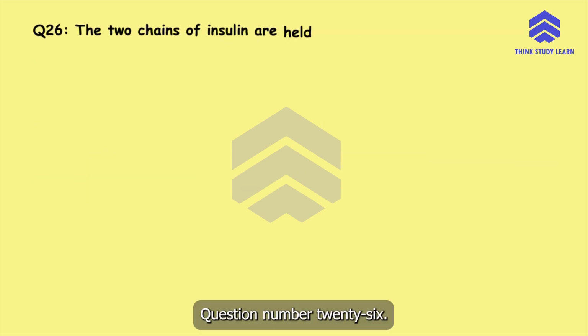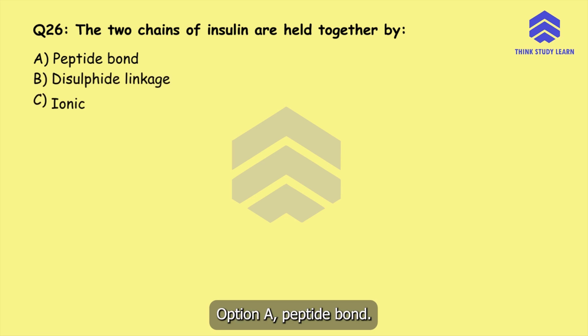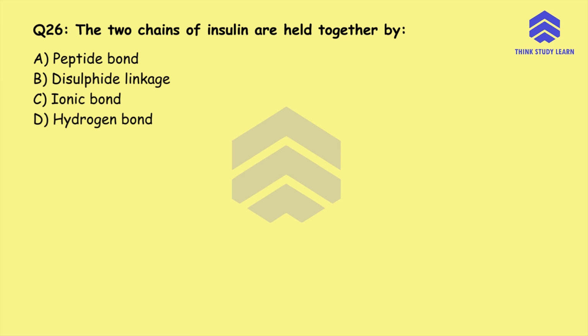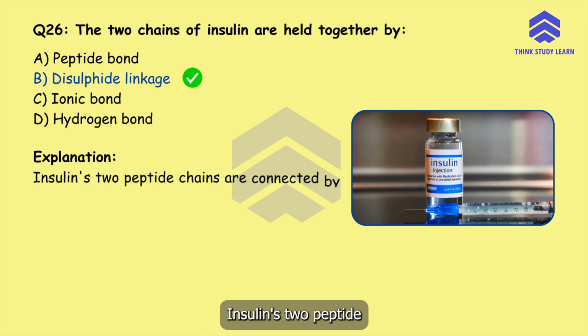Question number 26. The two chains of insulin are held together by option A, peptide bond, option B, disulfide linkage, option C, ionic bond, or option D, hydrogen bond. The correct answer is option B, disulfide linkage. Insulin's two peptide chains are connected by disulfide bonds.